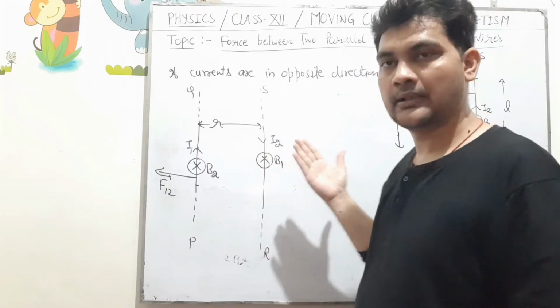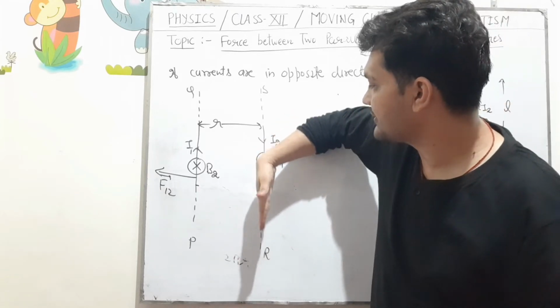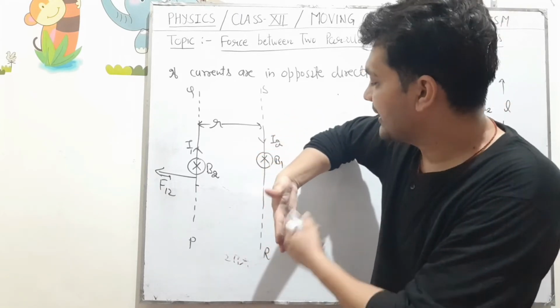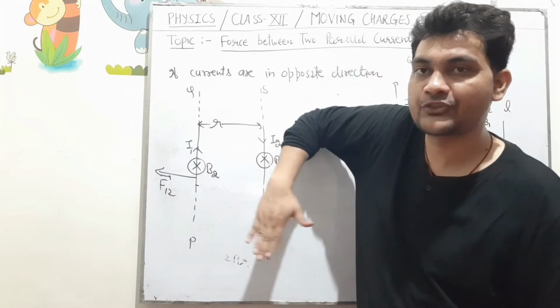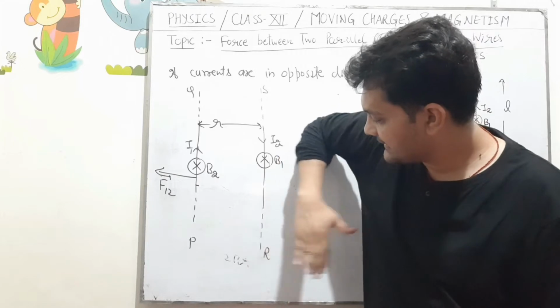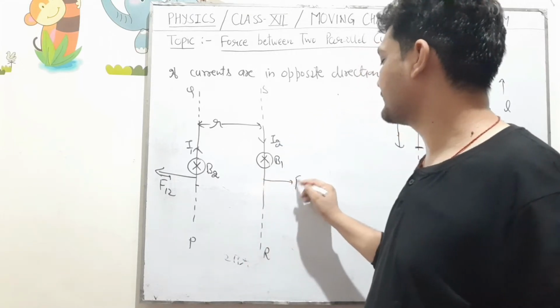You can again apply: fingers in the direction of current. Current is in downward direction. Palm points towards the magnetic field. Magnetic field is in inward direction. Then thumb gives the direction of force. Thumb is pointing towards right hand side. Therefore, this is the direction of force F21.